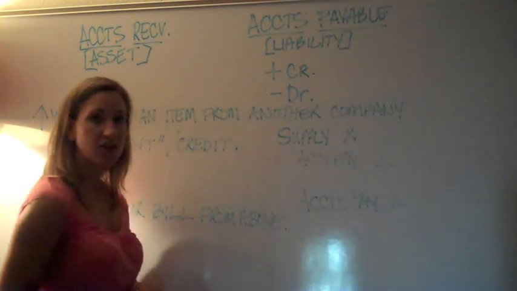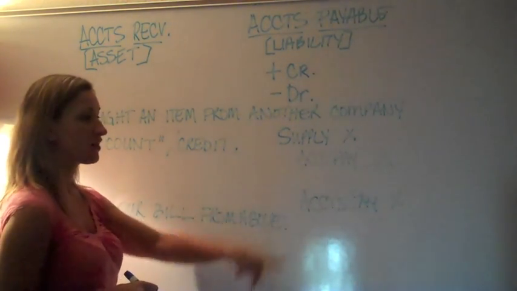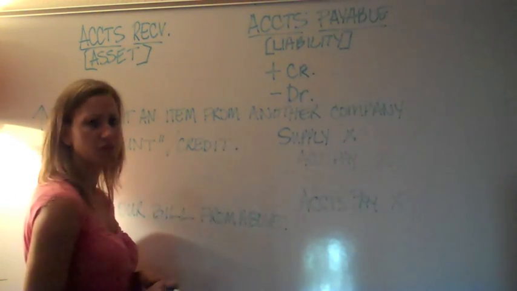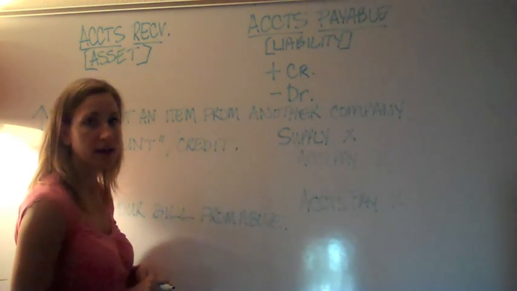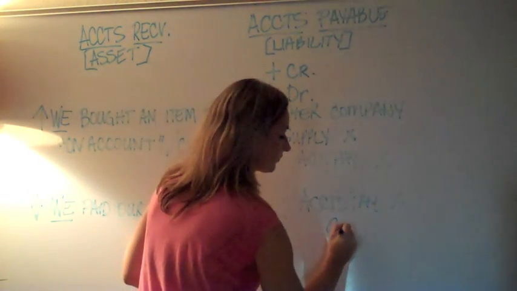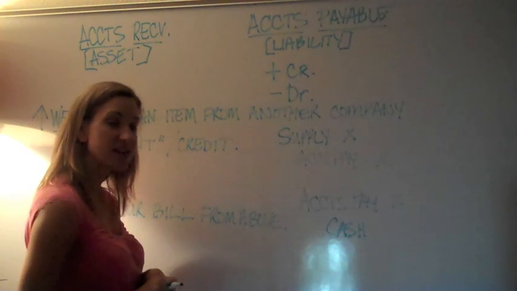Can you think of the account that we should use whenever we credit? What did we pay them with? How did we pay this bill off? We're not going to decrease our supplies. We're not going to give them those supplies back. We used cash to pay them off. Cash is an asset. Assets decrease on the credit side.